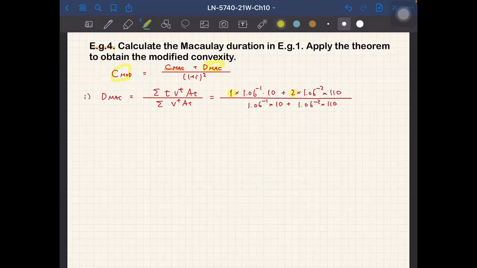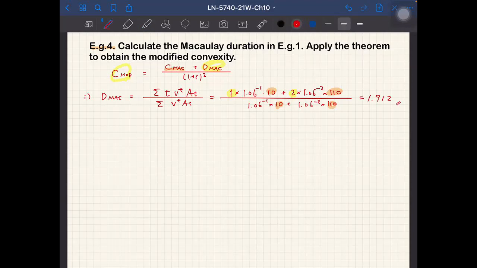So this should be in between 1 and 2. And actually, this becomes 1.90912. So the most cash flow happens at t equals 2, so it's closer to 2. So this is the Macaulay duration.